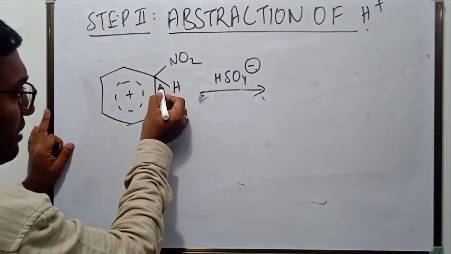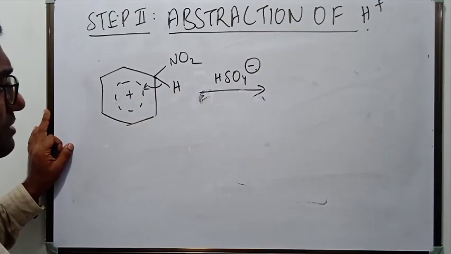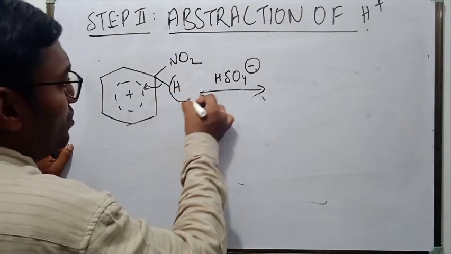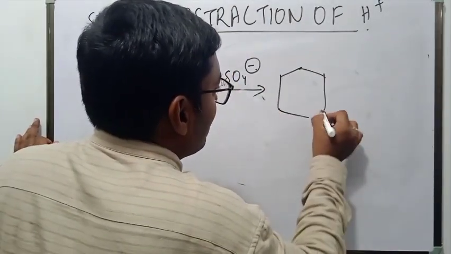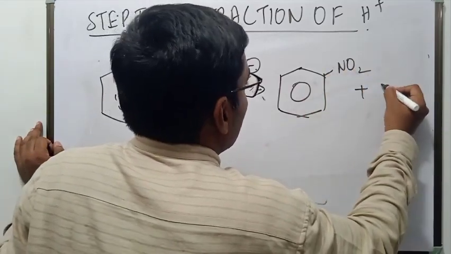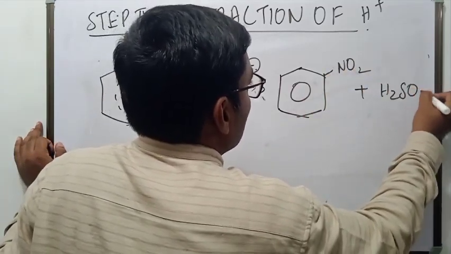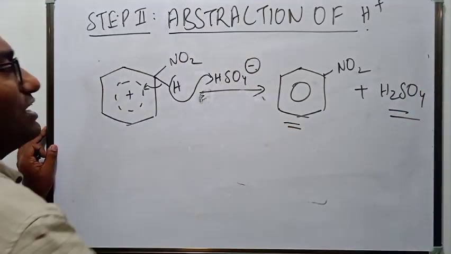This electron pair would come back to the benzene ring system and H would go here, and now we get nitrobenzene, with the acid that comes back, right? So we get nitrobenzene like this.